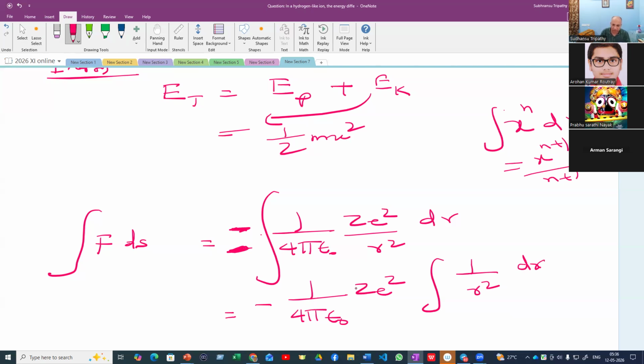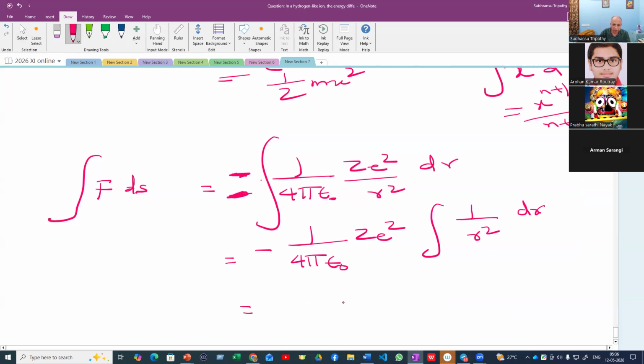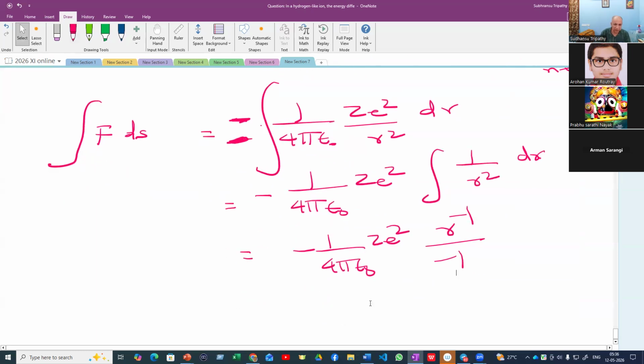So minus 1 will be plus. So this will be minus 1 by 4 pi epsilon z square by r to the power minus 1 by minus 1. If you put the formula, you will know in your mathematics program about integration and its concept. So it became plus, the minus 1 came down, so it became plus 1 by 4 pi epsilon. And to be with me, you should be a little bit conversant with mathematics. So it will be Z d square by R.